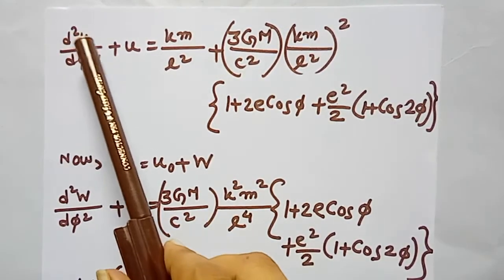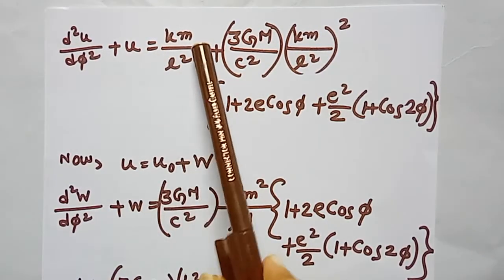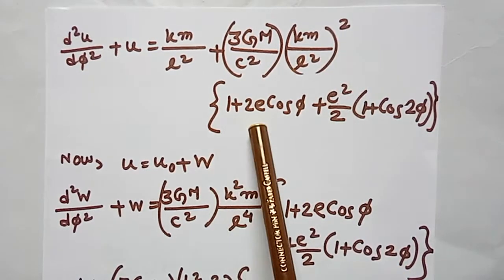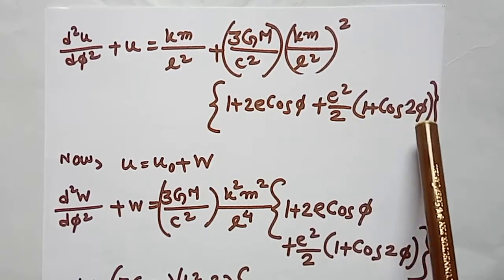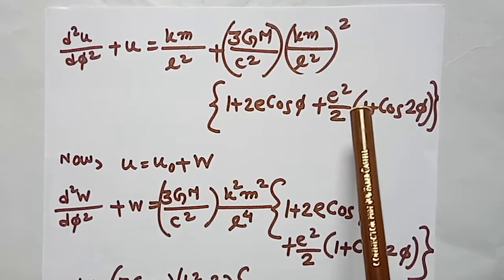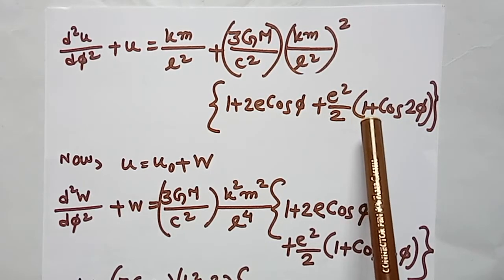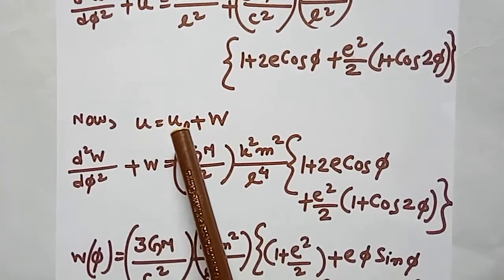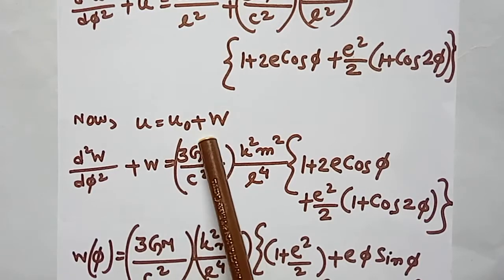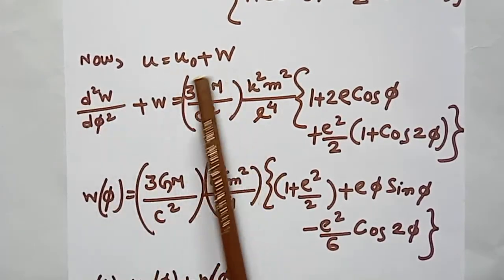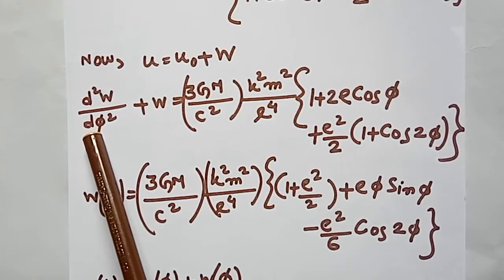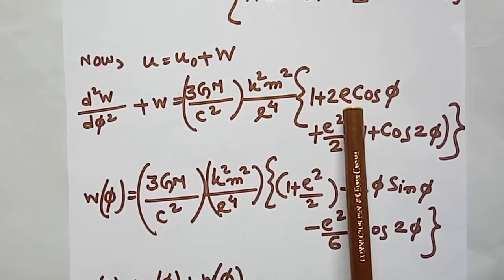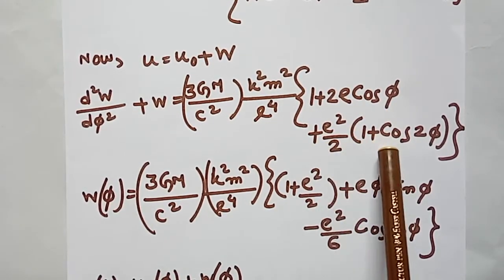Now d²u/dphi² plus u equal to km/L² plus 3GM/c² (km/L²)² (1 plus 2e cos phi plus e²/2 (1 plus cos 2phi)). We know that cos² phi equals half multiplied by 1 plus cos 2phi. Now we have u equal to u0 plus w, and this is also satisfied by the equation d²w/dphi² plus w equal to 3GM/c² k²m²/L⁴ (1 plus 2e cos phi plus e²/2 (1 plus cos 2phi)).